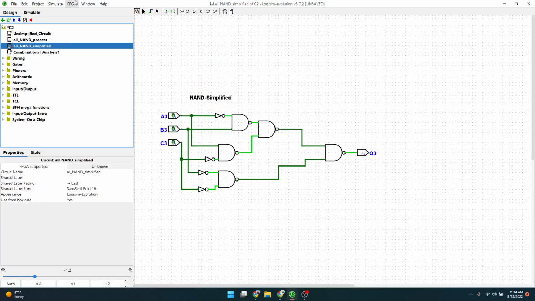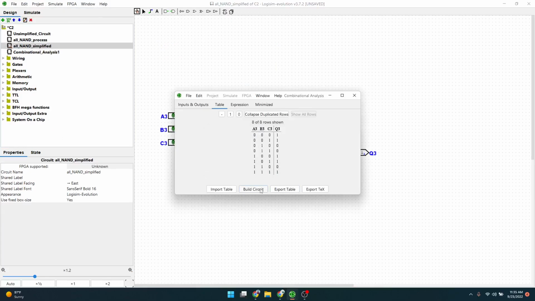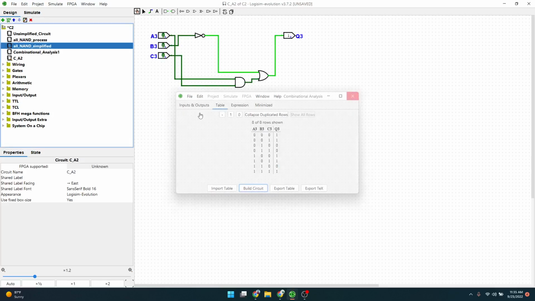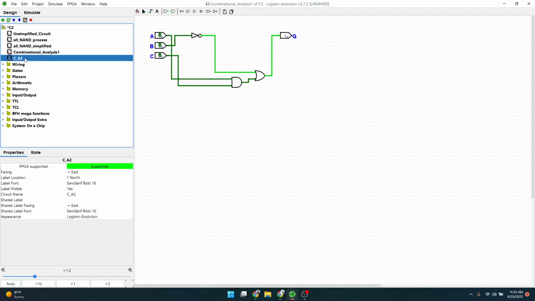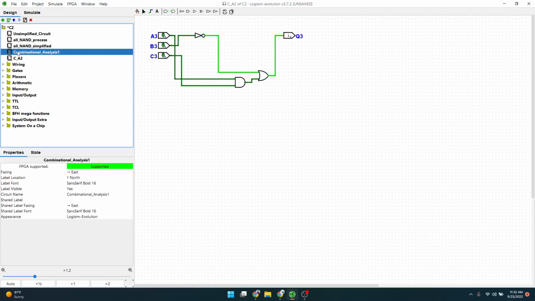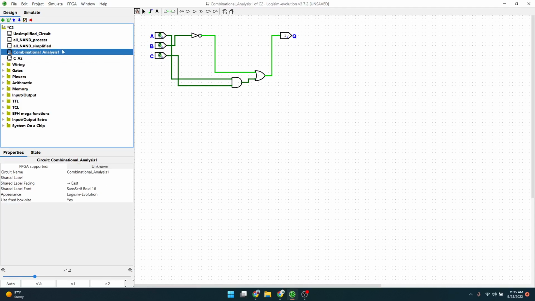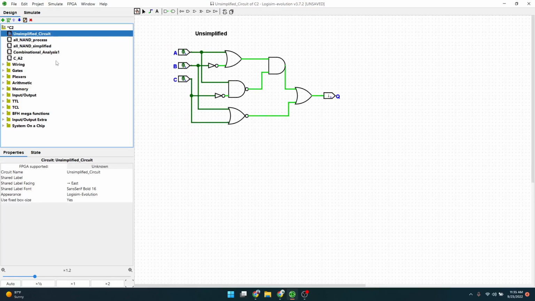Then we can go into the all NAND simplified circuit and do the exact same thing. We can build the circuit and call it combinational_analysis_2. And we can compare these two. We can just jump back and forth. They are literally the exact same, except for variable names, which doesn't matter. So there we go, we've proven that they are exactly the same. This one is all NAND gates, and this one is a basic AND/OR structure.